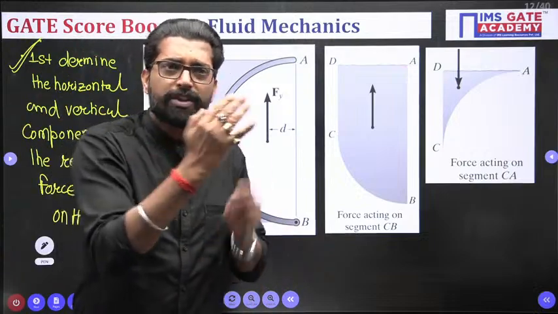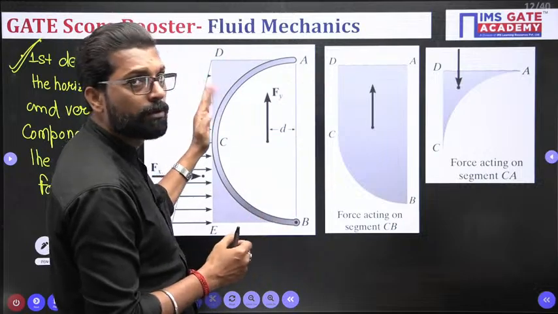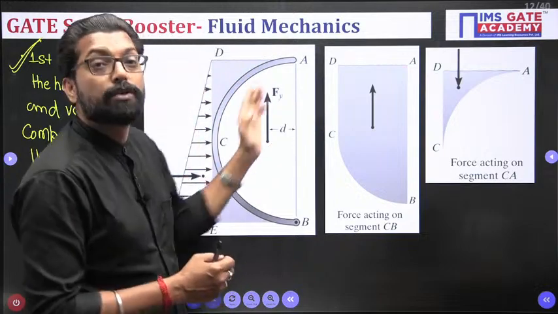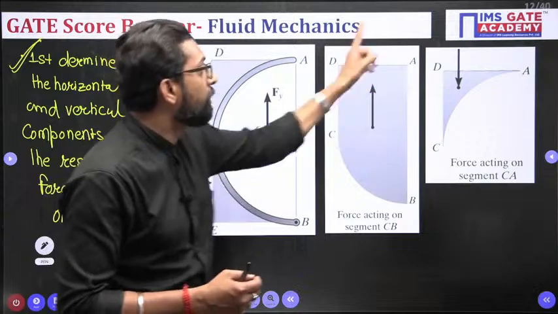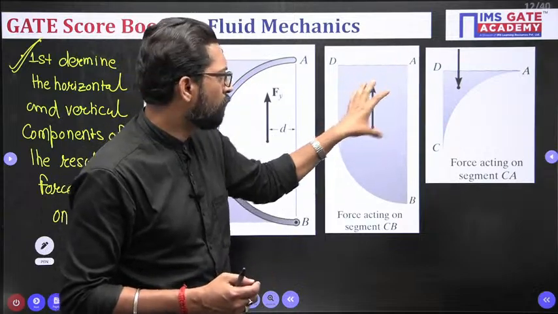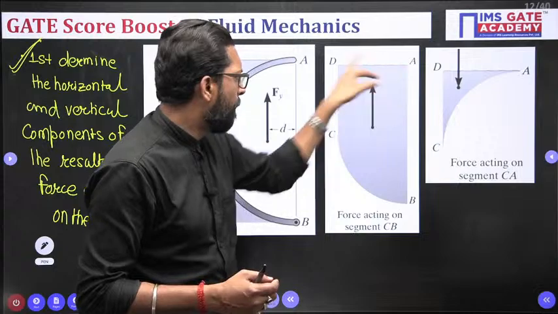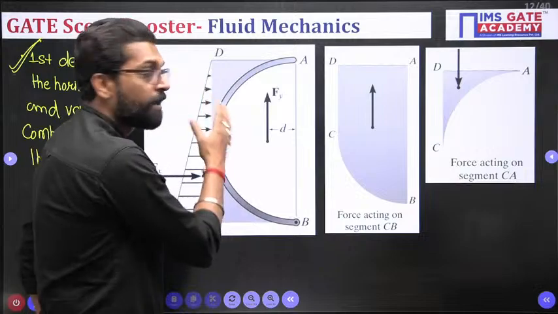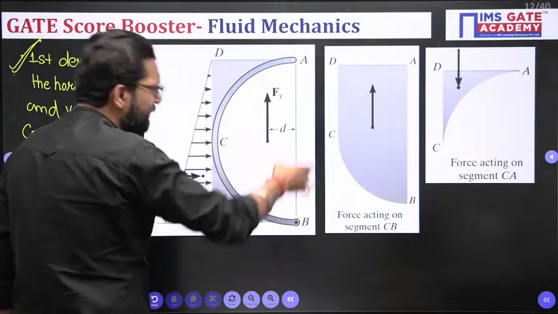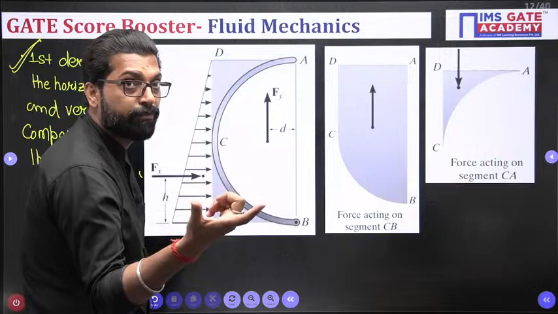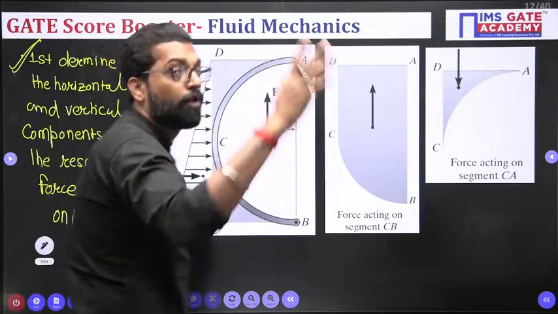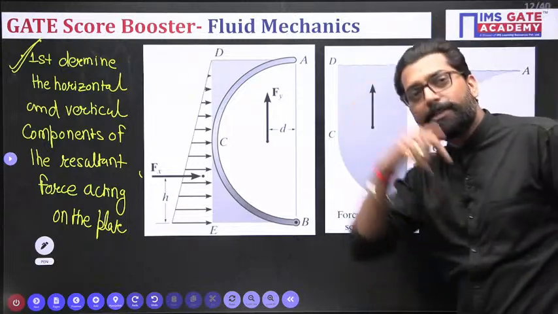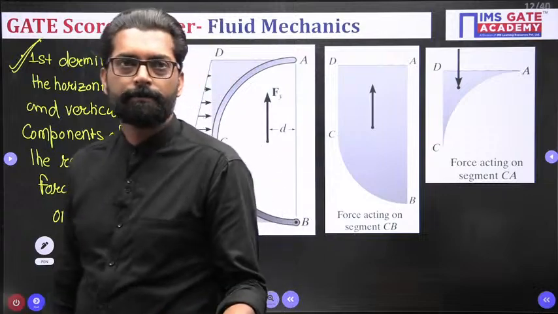If the curve is displacing fluid, then the net vertical force is always upward. See, for this one and this one, downward is lower, upward is more. So the net is upward. Why upward? Because it is displacing. Let's suppose the fluid is in this curvature, what is the vertical force direction? The vertical force is always downward. So contained within the curve, downward; displaced by the curve, upward. Clear?